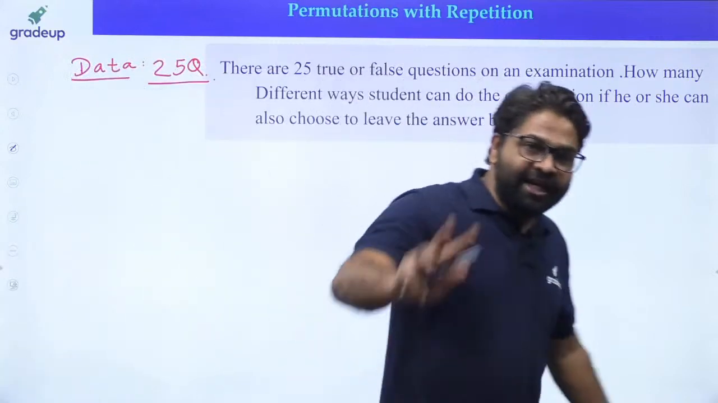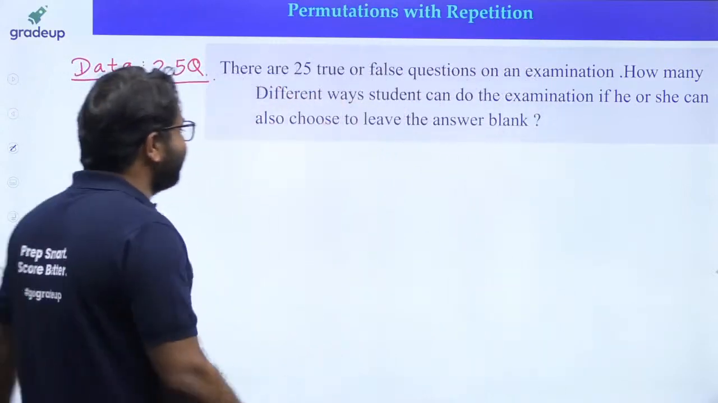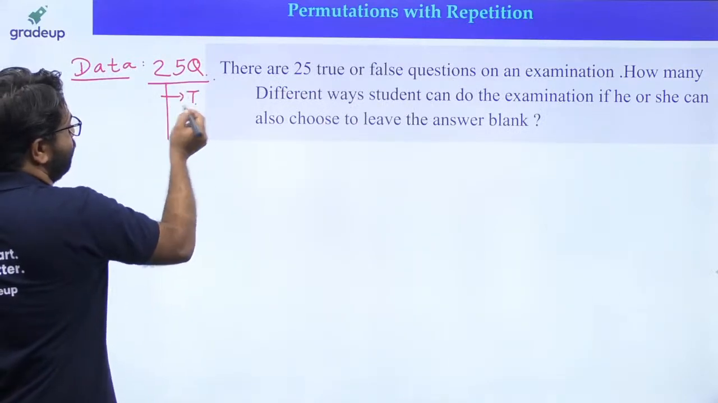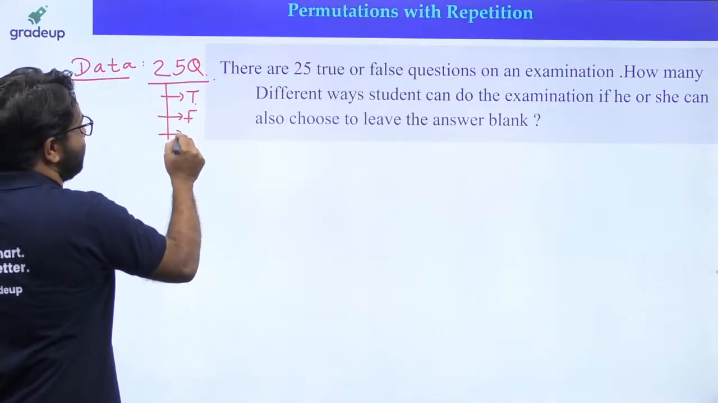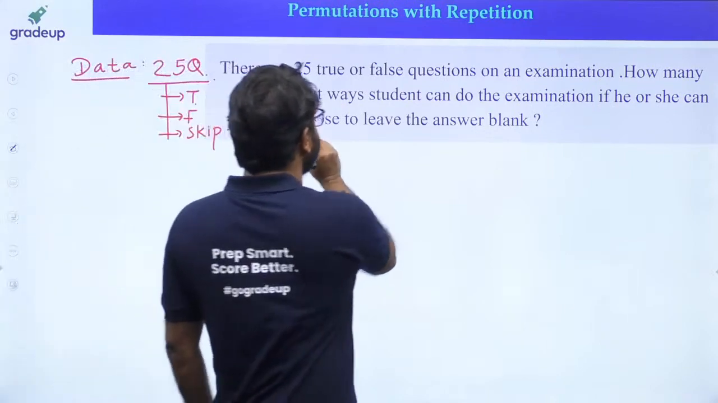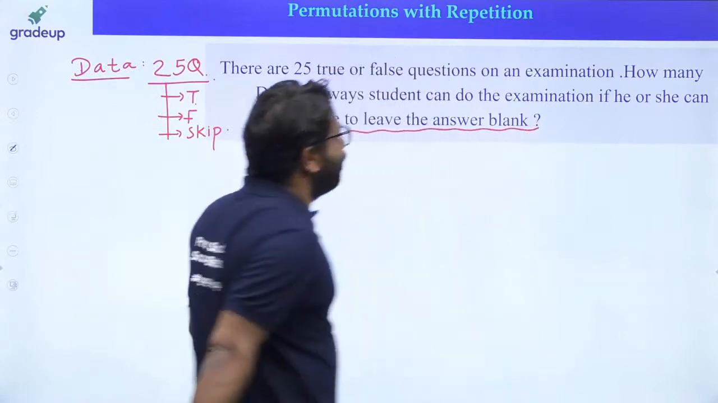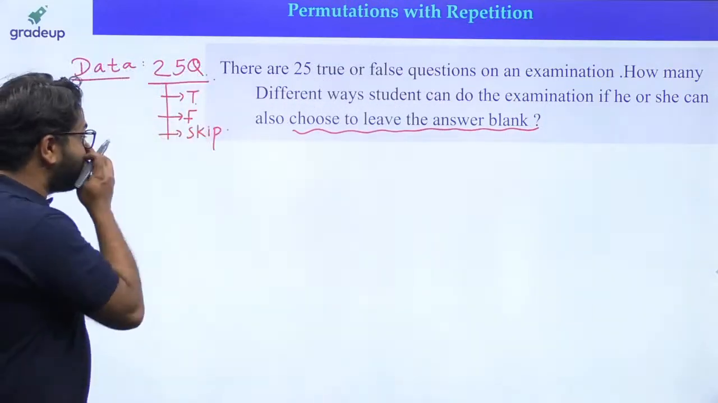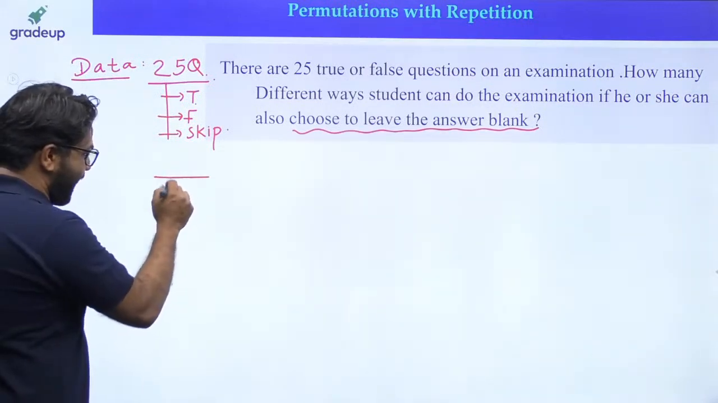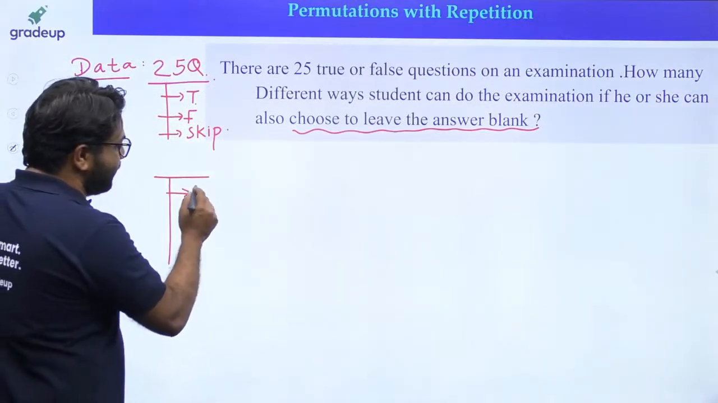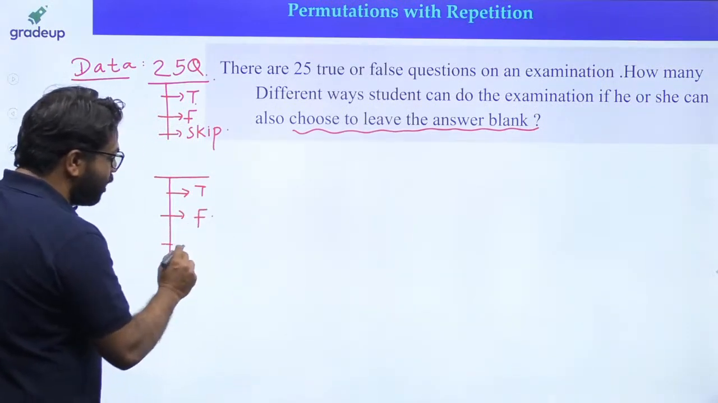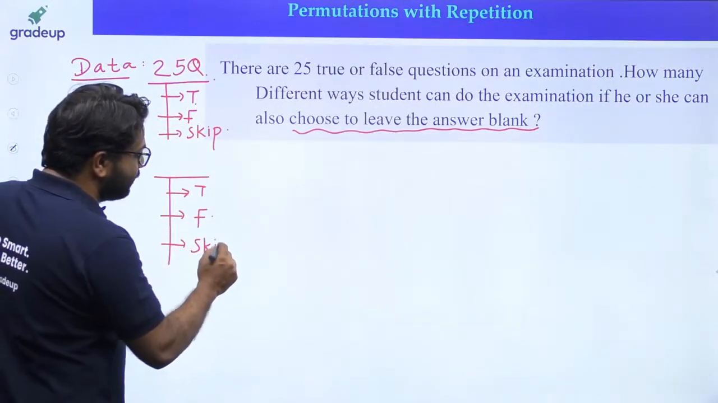Actually, they are giving 3 types of possibilities. And what is that possibility? Either you can write true, or you can write false, or you can skip it. They are saying that you can choose to leave the answers blank, or you can skip it. Now let's consider this is one question. How many possibilities will this question have? This question has 3 possibilities. Either you can mark true, or you can mark false, or you can skip it.